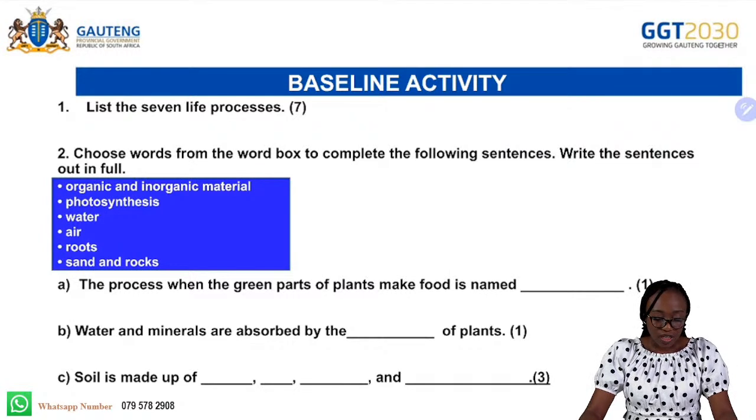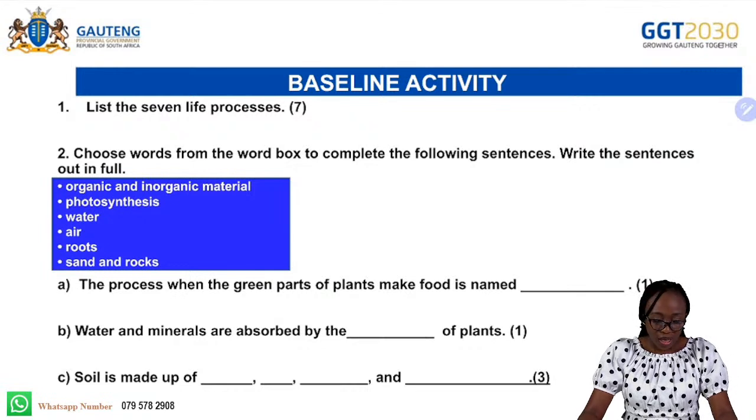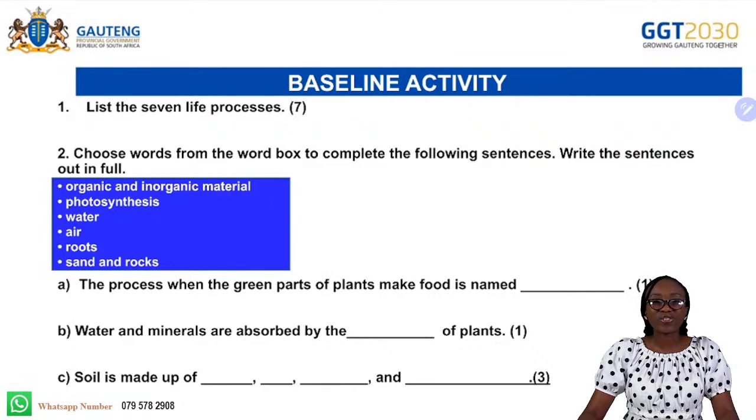Question 2A reads, the process when the green parts of plants make food is blank, so you need to fill in that blank. Then water and minerals are absorbed by the blank of plants, and then soil is made up of blank, blank, blank, and blank. Answer those questions. I'm going to give you 5 minutes to answer these questions. Then after 5 minutes, we will do the solutions together.